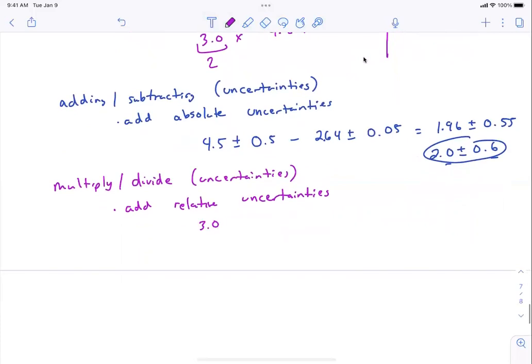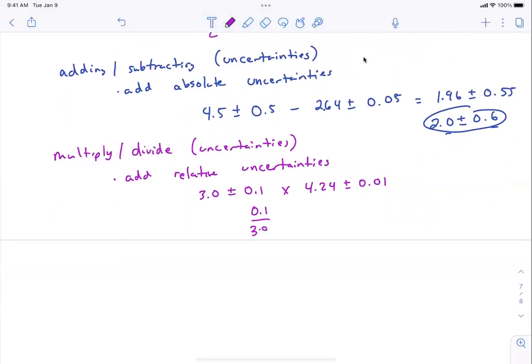So if you have 3.0 plus or minus 0.1 times 4.24 plus or minus 0.01, you would do 0.1 over 3.0 plus 0.01 over 4.24, times 100, and that would get you your uncertainty. Let me find out what that is in a second. So 0.1 divided by 3.0 plus 0.01 divided by 4.24 gets you 3.57%. So your value is off by 3.57%.